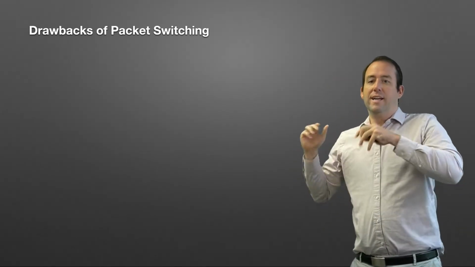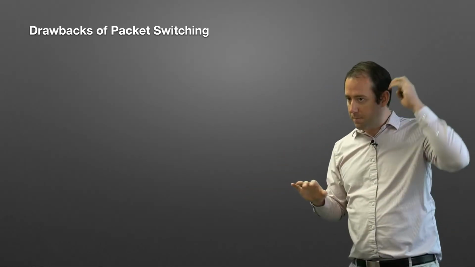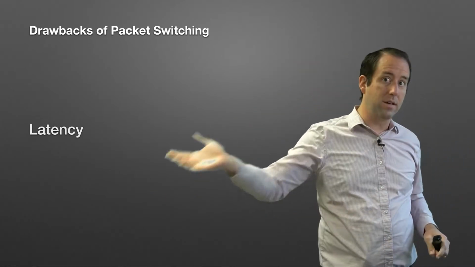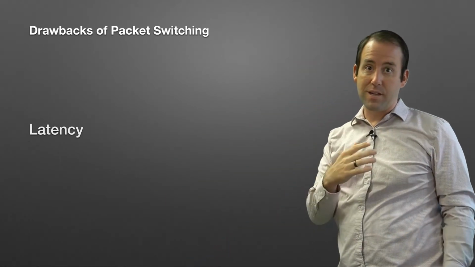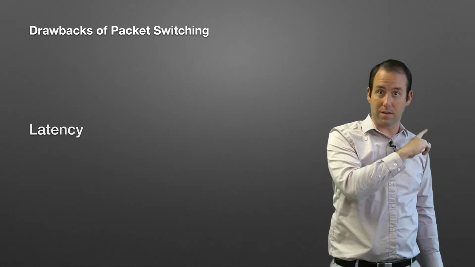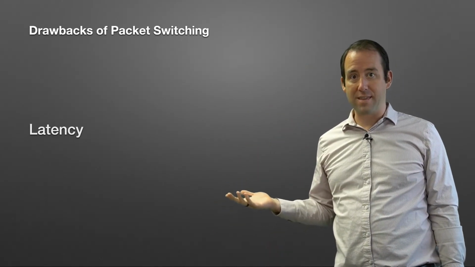So unfortunately, it does come with some drawbacks. It's not perfect. No solution is ever perfect. There's always going to be something missing. So one of them is latency. Like I said, one of the benefits of a circuit switch network is consistent and relatively low latency. You know how long it's going to take to get across the circuit because you know how long the circuit is. With a packet switch network, you don't necessarily know what path things are going to take.